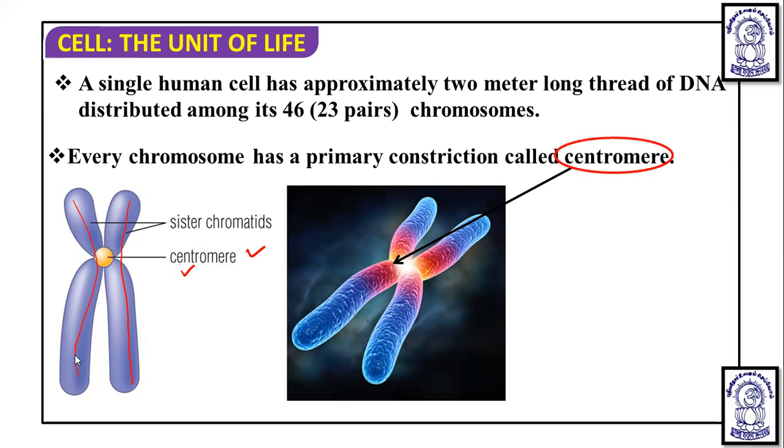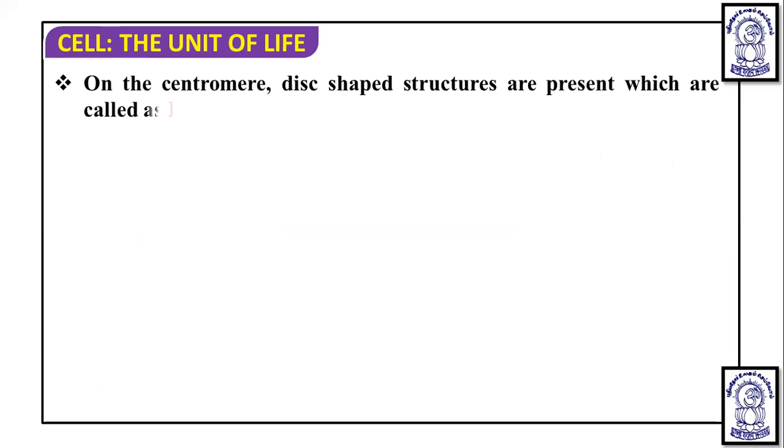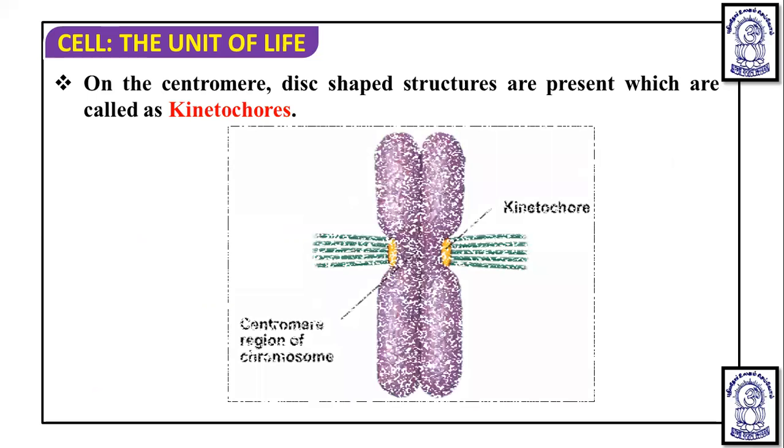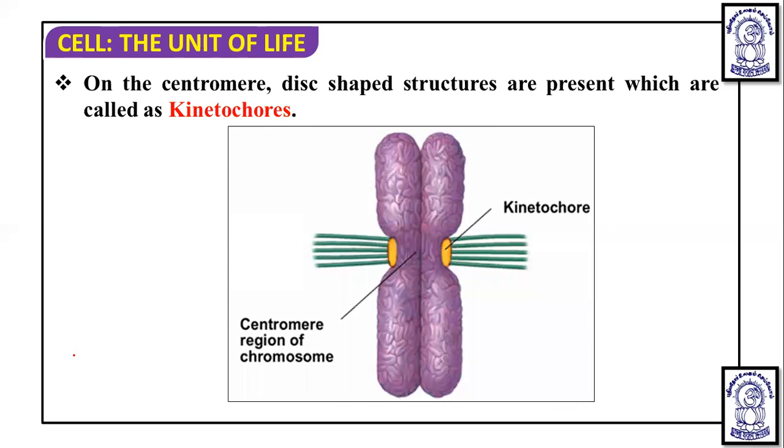Chromatids are formed by the condensation of chromatin. On the centromere, you will see a disc-shaped structure which is called a kinetochore. Here is the centromere region, and the disc-shaped structures found on both sides are called kinetochores.